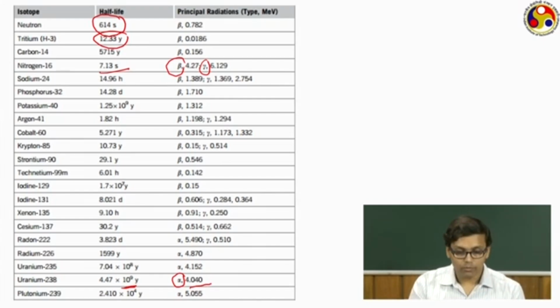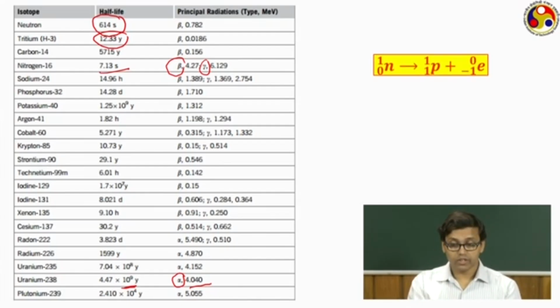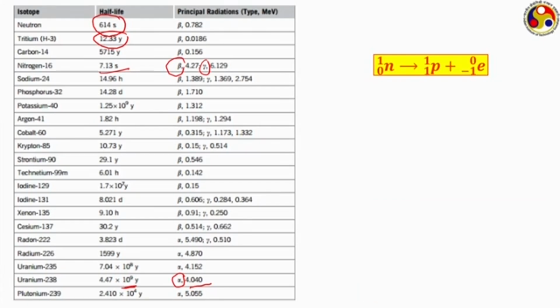Now, at the top of the chart we have the neutron. This is a very interesting one. As I have mentioned earlier, the radioactive decay of a neutron is associated with the production of one proton and one electron. And as we can see from the chart, a free neutron is able to undergo decay with a half life of 614 seconds, thereby producing one proton and one electron.